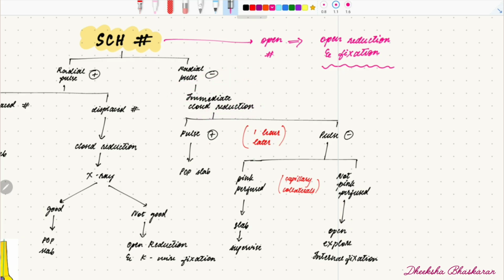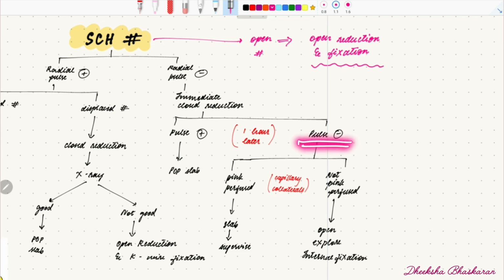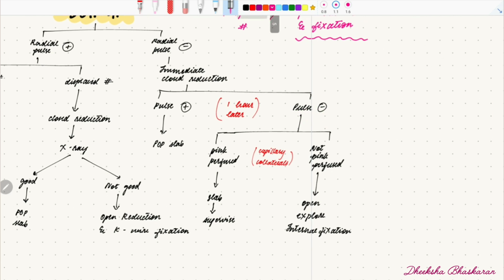If after 1 hour following the closed reduction the pulse reappears, then you can continue with the POP slab and then follow up after a while. If the pulse does not reappear even after 1 hour, then you see if the limb is pink and perfused, or if it's not pink. What does pink perfused mean? It indicates the capillary collaterals that would be present around the fracture site, supplying the forearm.